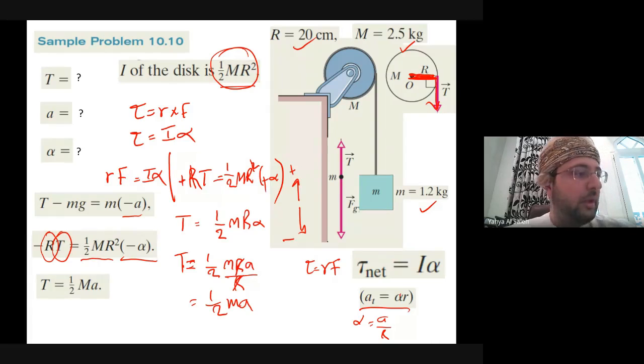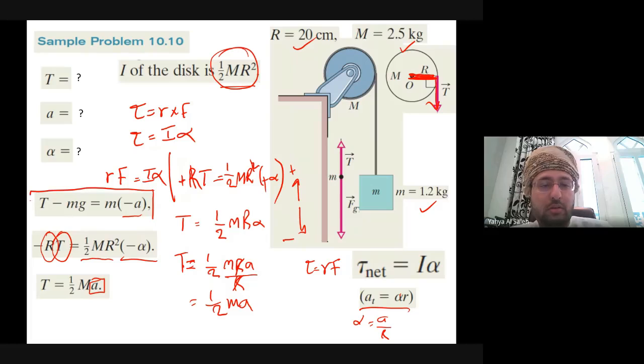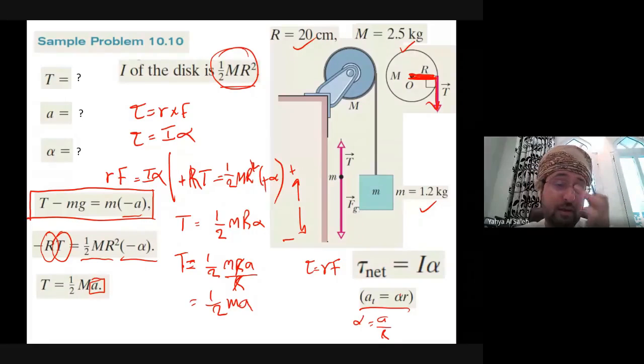Now, Ryan is asking, where did the mg go? The mg is already involved in this a, because we're saying this is the net acceleration. The net acceleration is determined by this combination: T minus mg equals ma, or minus ma.